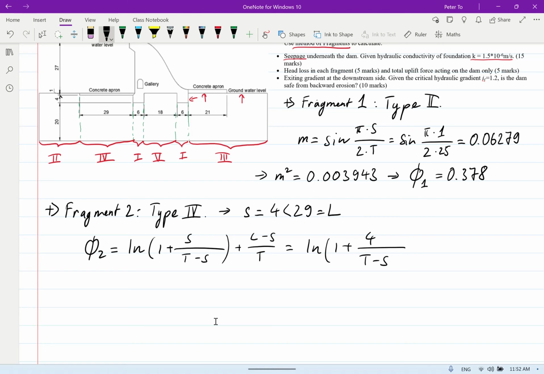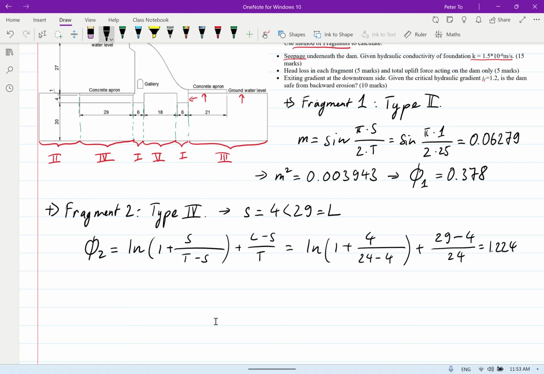Now please remember that now our t, the depth, has changed. It doesn't have the 1 anymore because the depth of the layer now is 1 meter smaller. So t should be 24, and minus s should be 4, plus l, which is 29. You have it from here. Alright, minus s, which is 4, over t again, which is 24. Alright, so this one I have, it should be about 1.224.